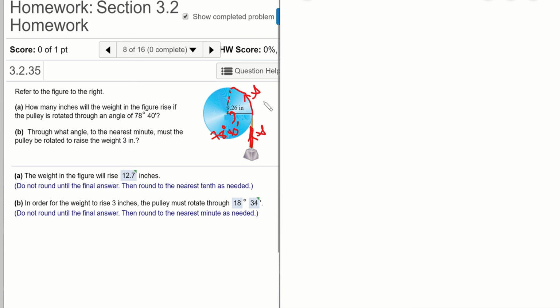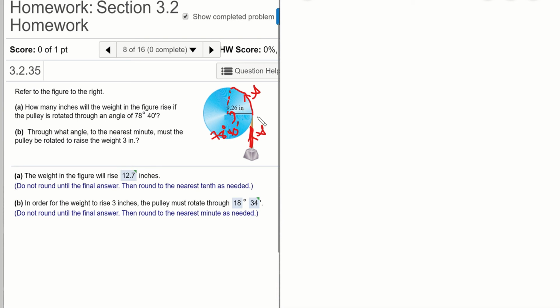Hello everyone, in this video we're going to look at problem number 8 in section 3.2, and we're trying to see how many inches this weight in this figure will rise if this pulley is rotated through an angle of 78 degrees and 40 minutes, which is slightly less than 90 degrees.